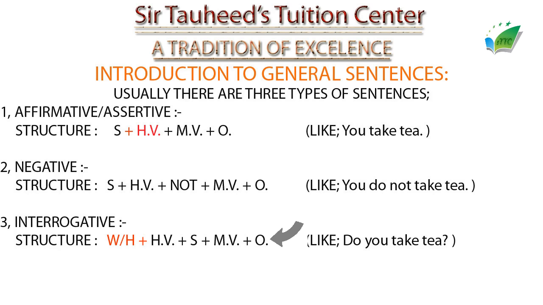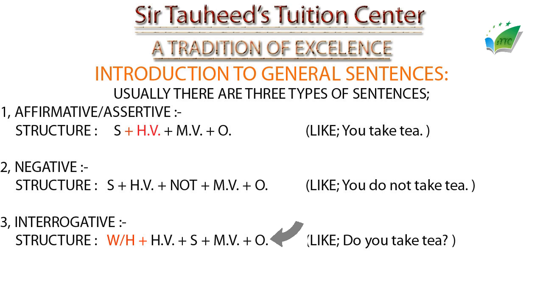Examples of WH words are what, when, where, which, who, how. These are the words which are known as WH words. After the WH word, in the second place there is the helping verb. You can see that now the helping verb has come before the subject. In the earlier structures, the helping verb was after the subject, but here the subject is in the third place, whereas the helping verb is in the second place.